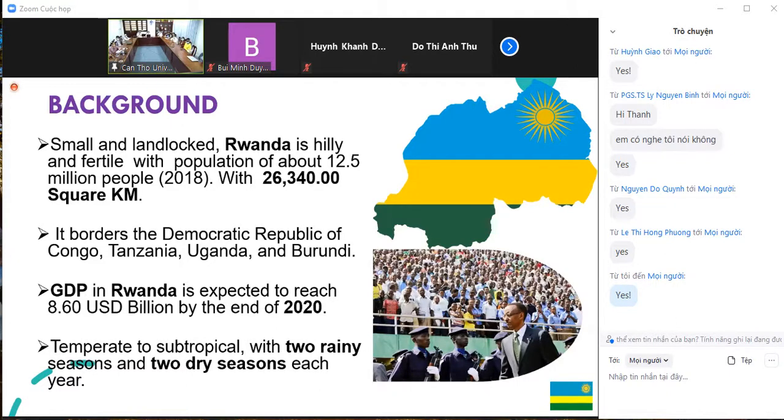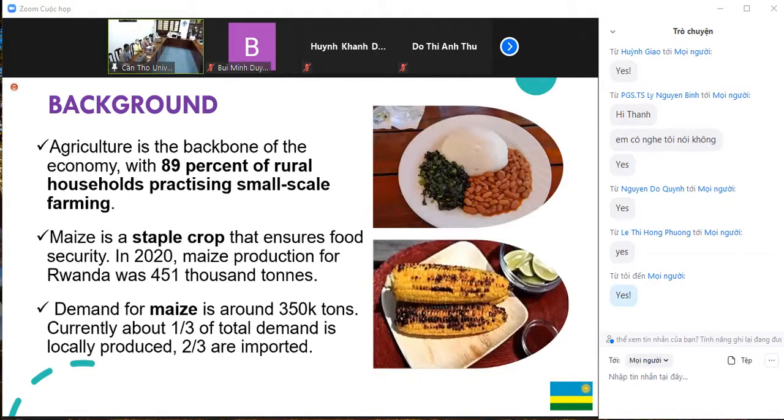By 2020, the GDP of Rwanda was estimated to be 8.6 billion USD. In Rwanda, we have 2 rainy seasons and 2 dry seasons. Agriculture in Rwanda is the backbone of the economy, with 89% of rural households practicing small-scale farming. According to Rwandan food culture, maize is a staple food that ensures food security.